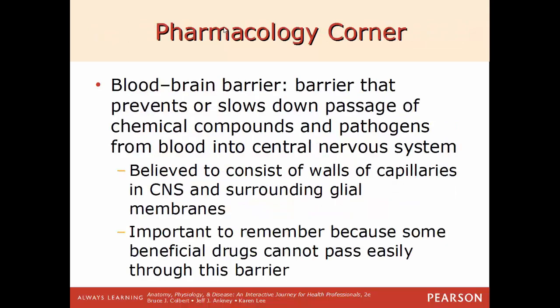All right, we'll end this chapter with our pharmacology corner. We'll talk about the blood-brain barrier. This is the barrier that will prevent or slow down the passage of chemical compounds and pathogens from the blood into the central nervous system. Now, it's believed to consist of walls of capillaries in the CNS surrounded by glial membranes, in particular the astrocytes. This is important to remember because some drugs that are beneficial can't easily pass through this barrier.